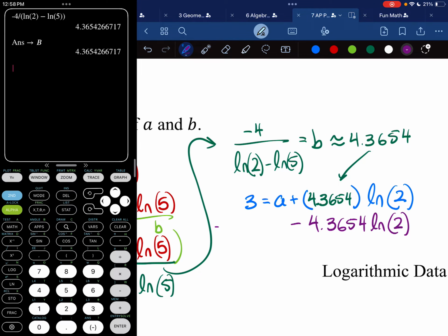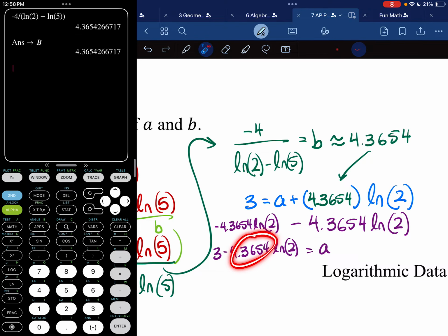I also, I don't know if I can write this all in here, minus 4.3654 natural log of 2 on this side. And there's my answer. A is equal to 3 minus 4.3654 natural log of 2. And luckily for us, that is just a variable that we can store, and we can figure out what A is roughly.